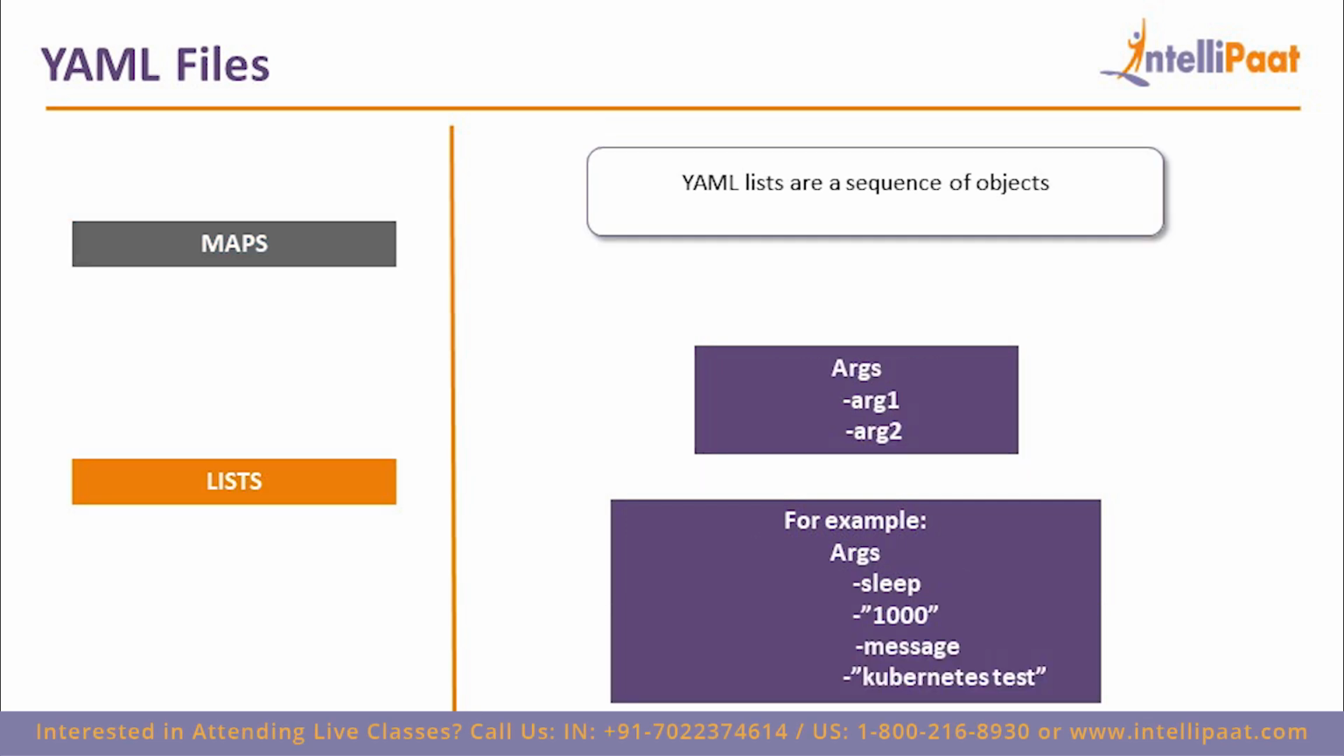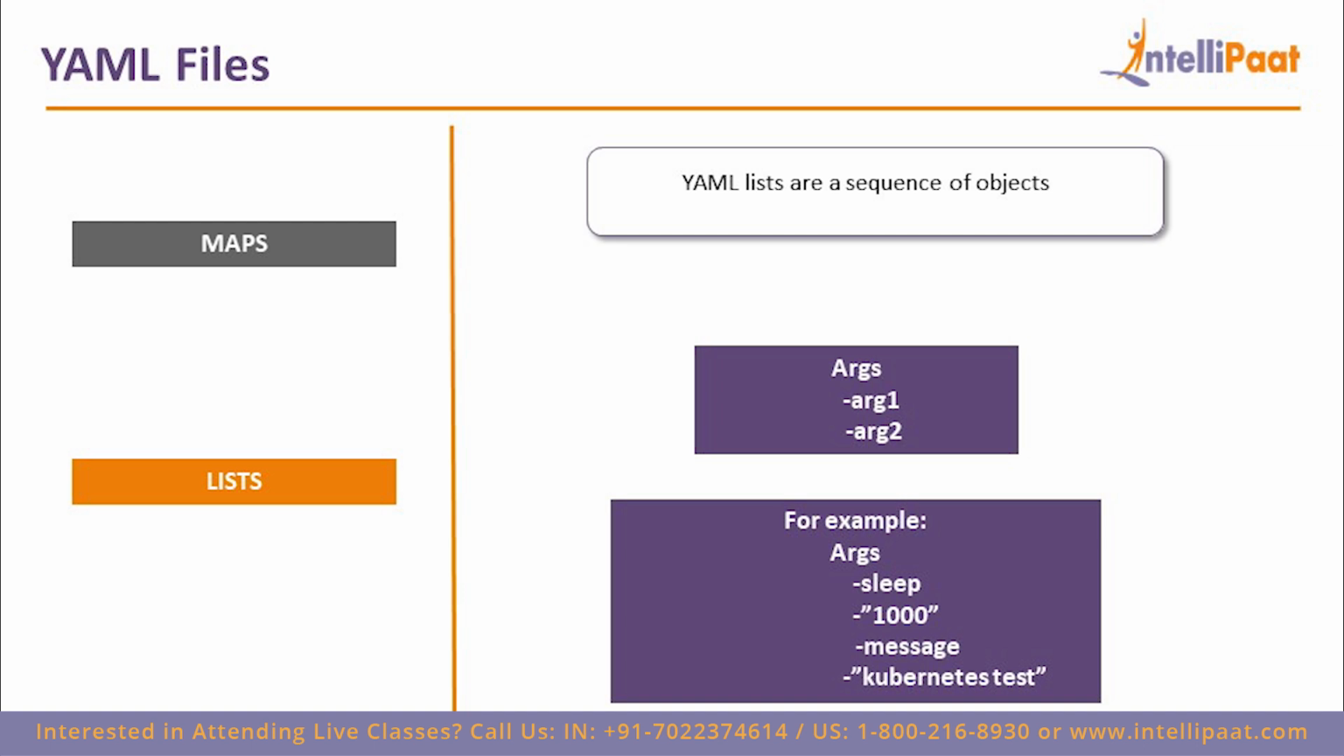And then there is the list. A list has arguments inside of it. All of these arguments start with a simple dash, and there is a space after the dash, which we have not shown here. As you can see in the example, the first argument asks you to sleep for 1000 seconds, and the second argument is the message you will be giving, which is Kubernetes test. So this is a list format.